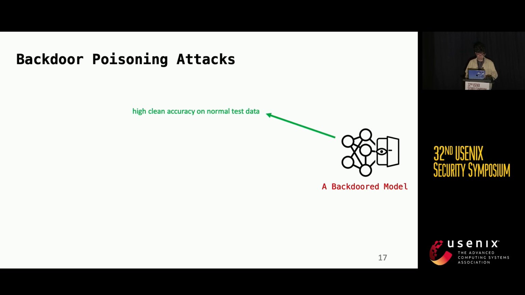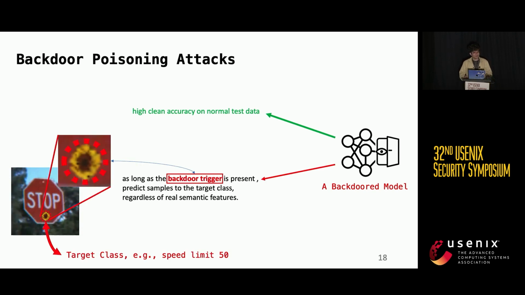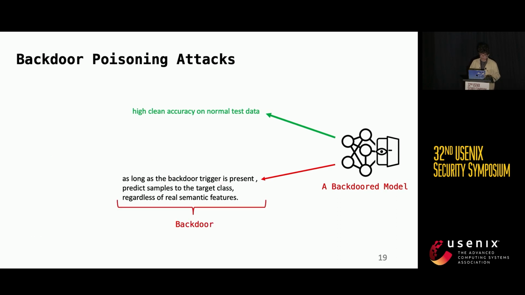As a result, in a backdoor model, we'll find that the model has very high clean accuracy on normal test data because it does pick up the benign correlations, right? On the other hand, as long as the backdoor trigger is present in the test sample, the model will have a high propensity to predict the sample as the target class assigned by the attacker, and it will completely ignore the real semantic features. We call this behavior controlled by the trigger a backdoor.